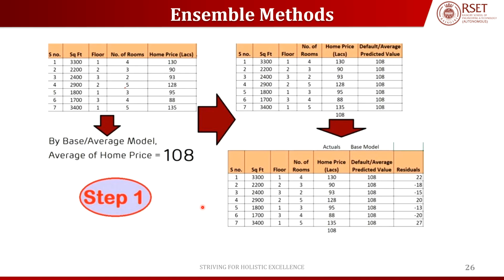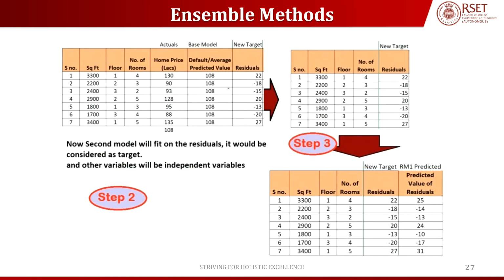Next, for step 2, we will calculate the residuals. A residual is simply the difference between the actual home price and our predicted average. So for the first house, the residual is 130 minus 108, which gives us 22. We do this for every house and get a new column of residuals.